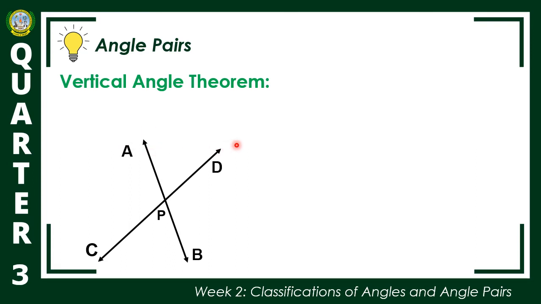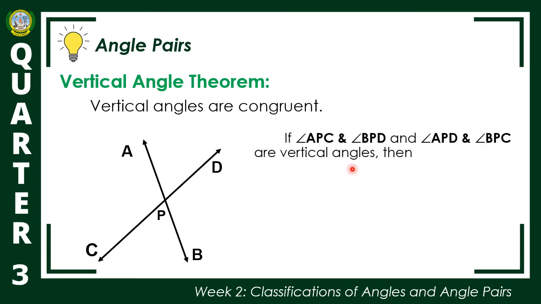So, the vertical angle theorem states that vertical angles are congruent. Okay? They are always congruent. Tulad nung kaninang pinakita ko, kung napansin nyo naman, parehas lagi yung measurement nung angles dun sa pair. So, in this figure, if angle APC and BPD and angle APD and BPC are vertical angles, then we can say that angle APC is congruent to angle BPD.